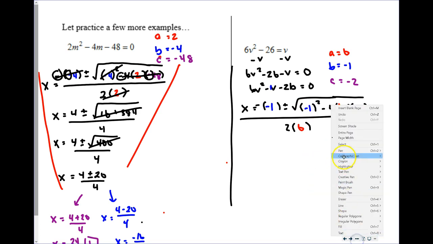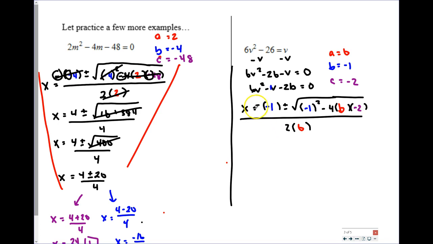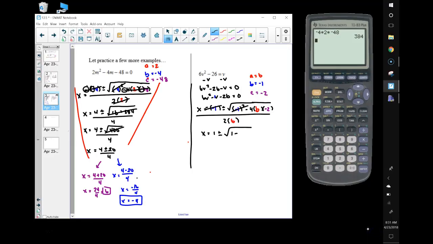Now I'm going to go ahead and start simplifying. Negative and negative 1 give me a positive 1, plus or minus the square root of negative 1 squared, which is 1, minus 4 times 6 times negative 26. Let's see, negative 4 times 6 times negative 26. It's going to give me a positive 624. So I'm going to have 1 plus 624.